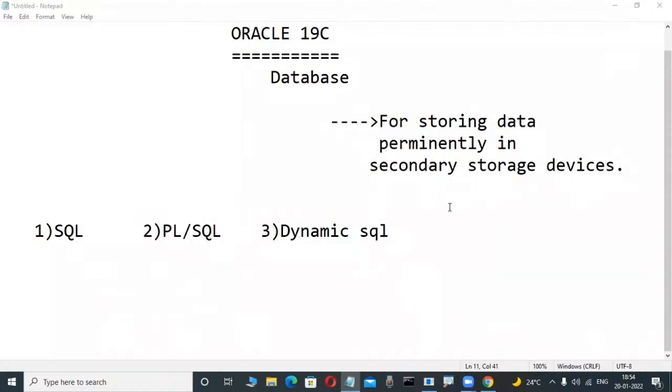A DevOps engineer needs a little bit of SQL, not more SQL, not required. But here we are learning about a pure database, so we are giving so much knowledge. Based on your requirement, you have to take that knowledge.